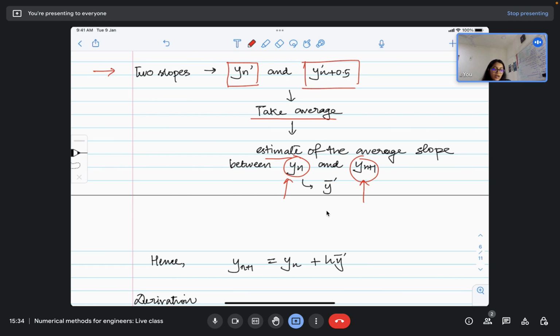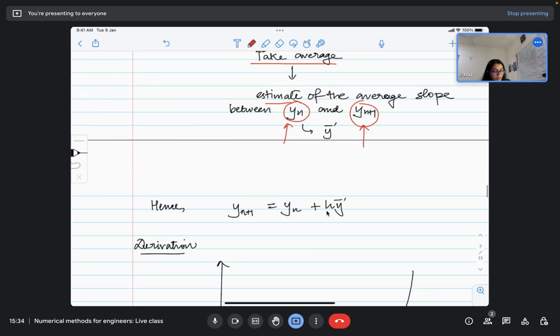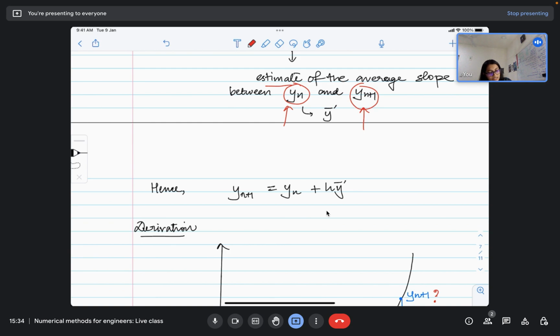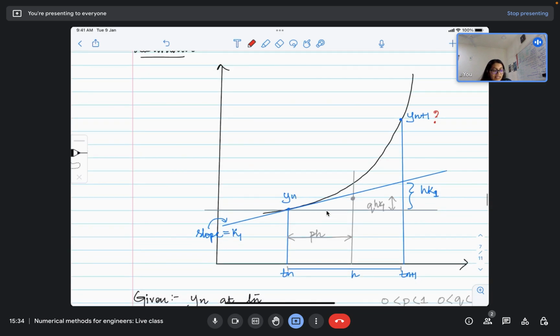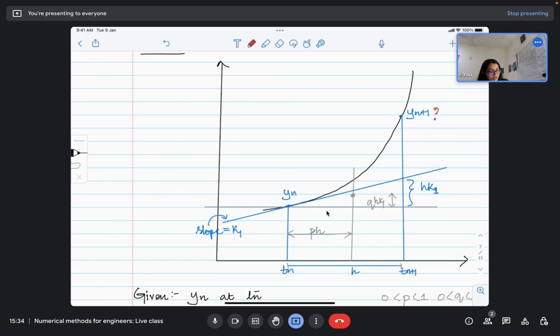Now, what we are basically trying to compute is something like this, where yn plus 1 is going to be yn plus h times y bar dash. So let's try and understand the small derivation with respect to how we will be able to do it.